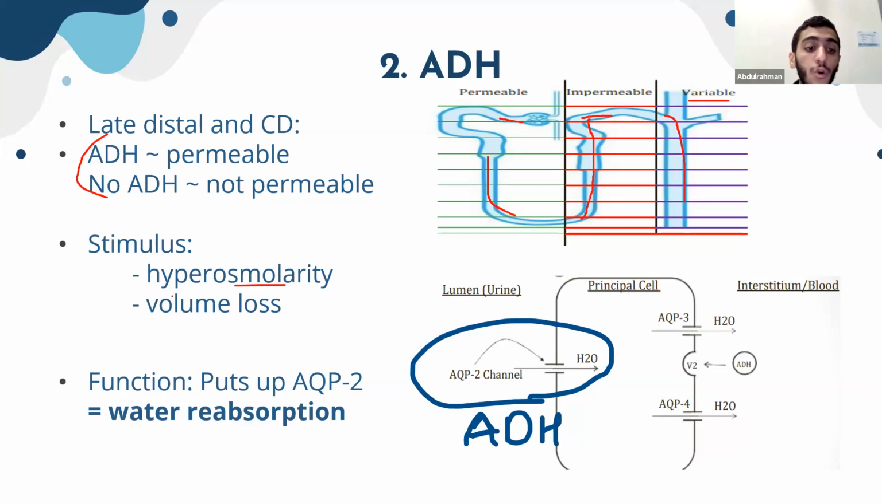body. Or volume loss means there's a small amount of volume in the body, so that activates the renin-angiotensin-aldosterone system. It also activates the ADH system because we need the water. We don't want to urinate more if we have low volume or low water in the body. So more water reabsorption through the ADH.